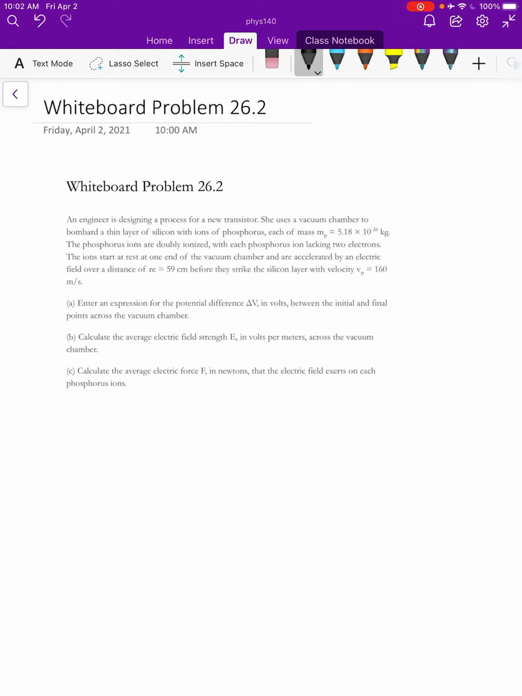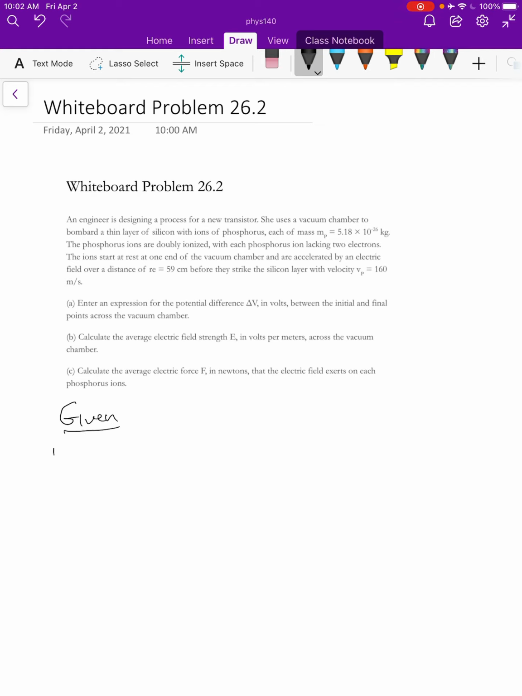Okay, I'm going to work through whiteboard problem 26.2. So we have an engineer designing a process for a new transistor. She uses a vacuum chamber to bombard a thin layer of silicon with ions of phosphorus, each of mass MP, 5.18 times 10 to the minus 26 kilograms. So I'll put that down here.